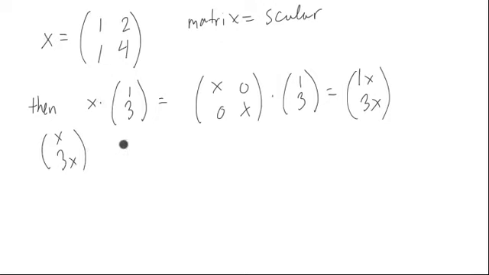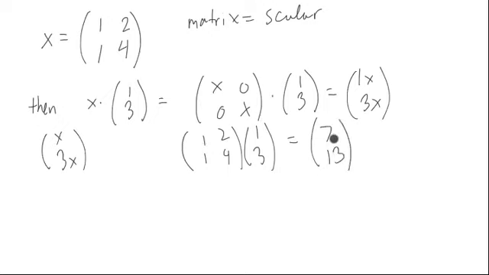But equivalently, we can also think about X as a matrix and multiply 1, 3 right here on the right, and we would end up getting, let's see, 1 times 1 and 2 times 3, that'd be 7 and 13. Okay, we get 7, 13. So that means that 7, 13 is equal to X, 3X. So these two things are equal.